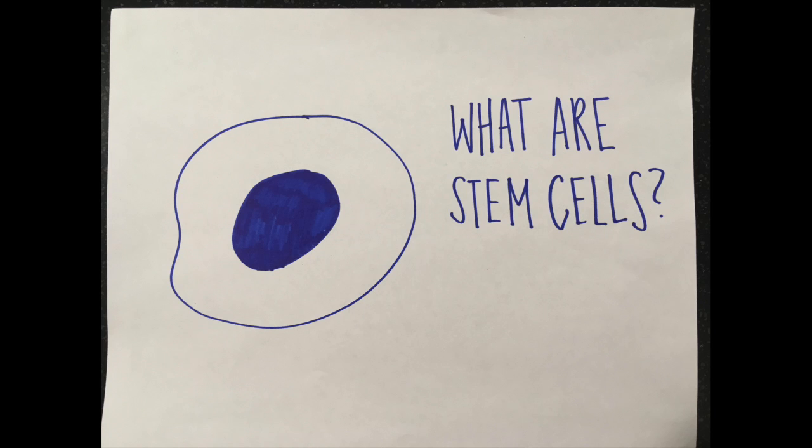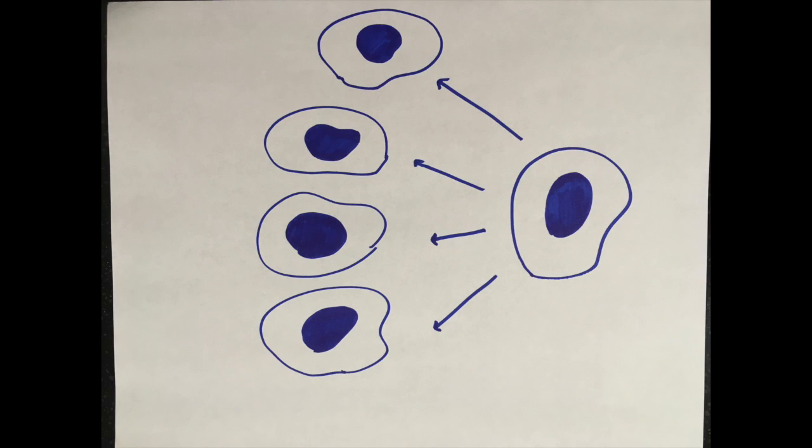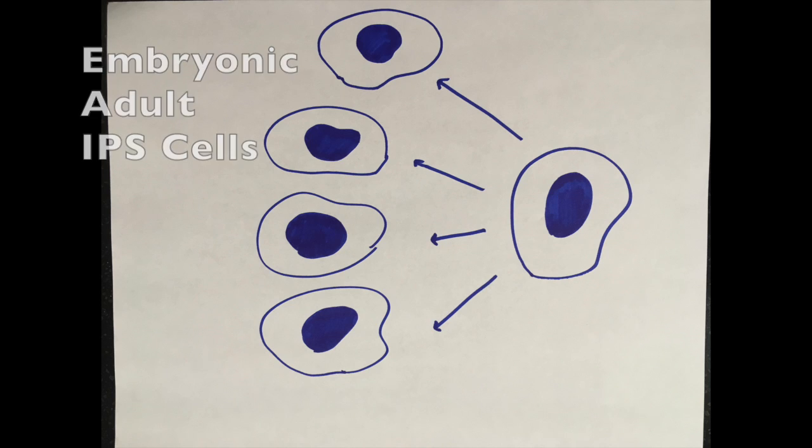What are stem cells? Stem cells have specific aspects that make them different from other types of cells. The first characteristic is that these cells are unspecialized and can divide to produce more undifferentiated stem cells. Another aspect is that these cells can be manipulated to become other types of cells. There are three main types of stem cells: embryonic, adult, and iPS.